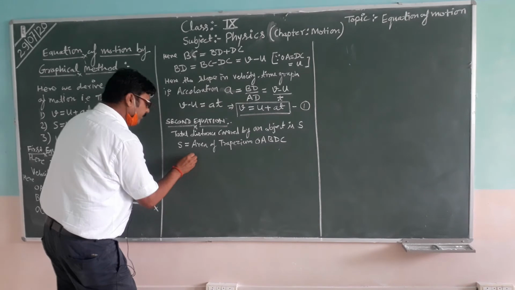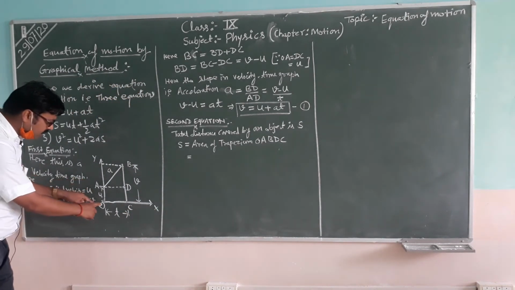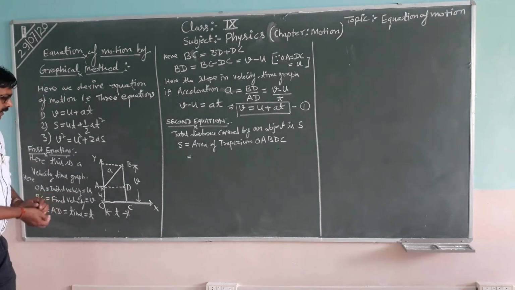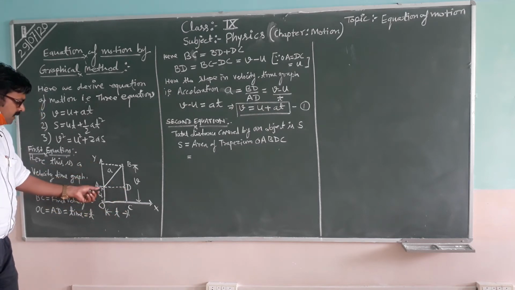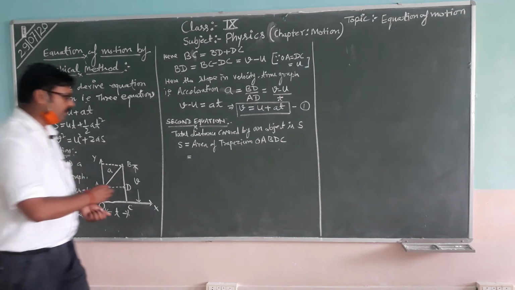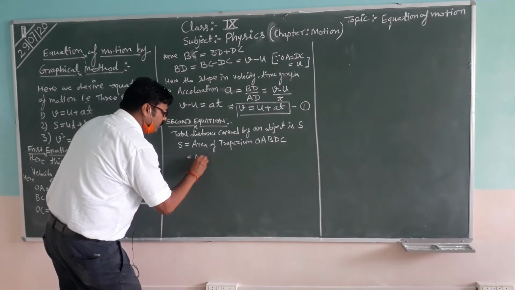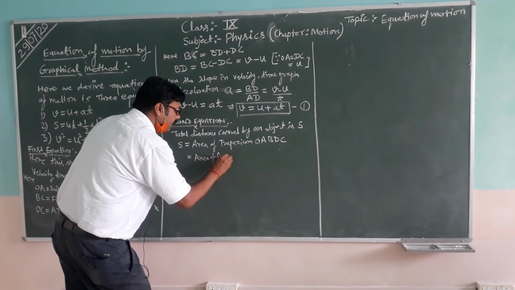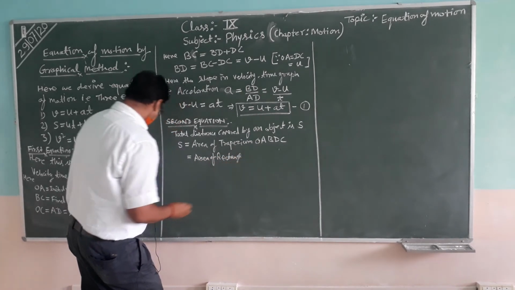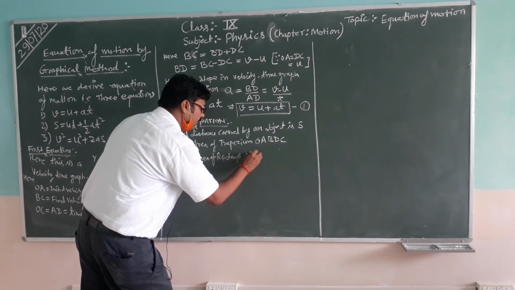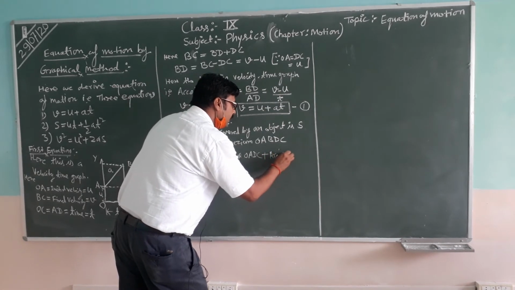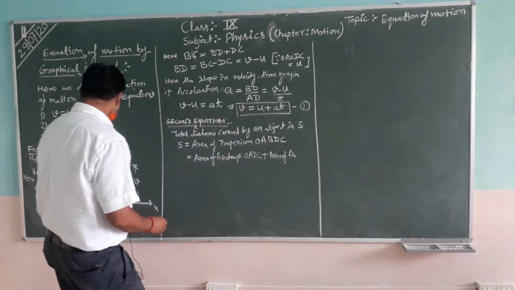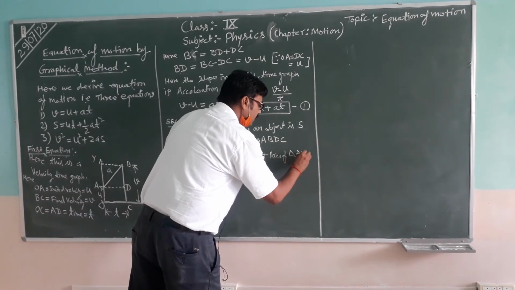The area of trapezium OABDC can be divided into two parts. The first one is rectangle OADC, and another is triangle ABD. So the trapezium can be divided into two parts: area of rectangle OADC plus area of triangle ABD.